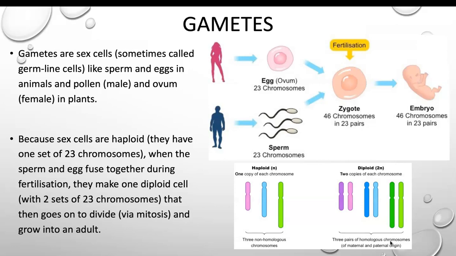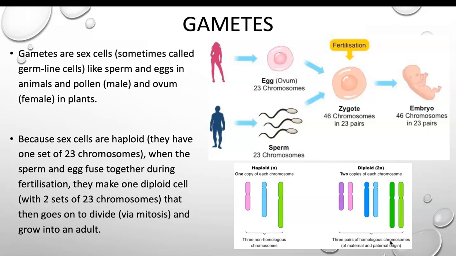Okay, let's look at gametes. What are gametes? Remember, there are two types of body cells in your body. The first one is called gametic cells, in other words, eggs and sperm, or if you're a plant, it's pollen and the ovum. The other type of cell is called a somatic cell, and these are every other cell in your body except for the egg and sperm, the gametes.